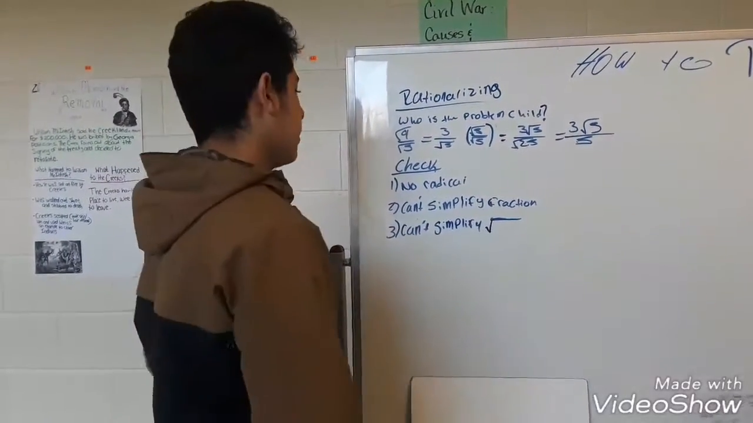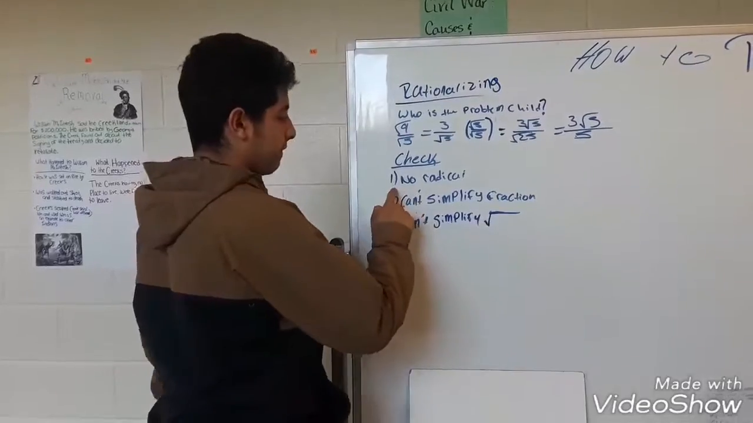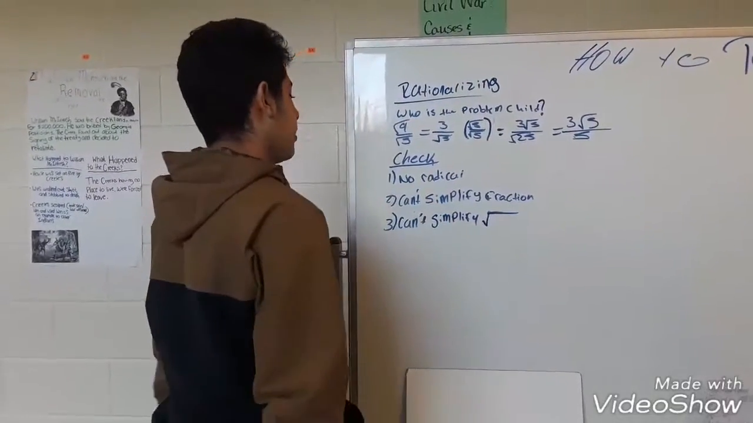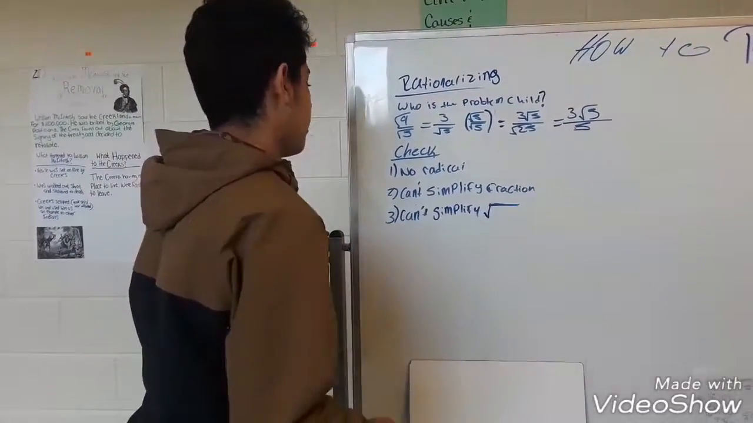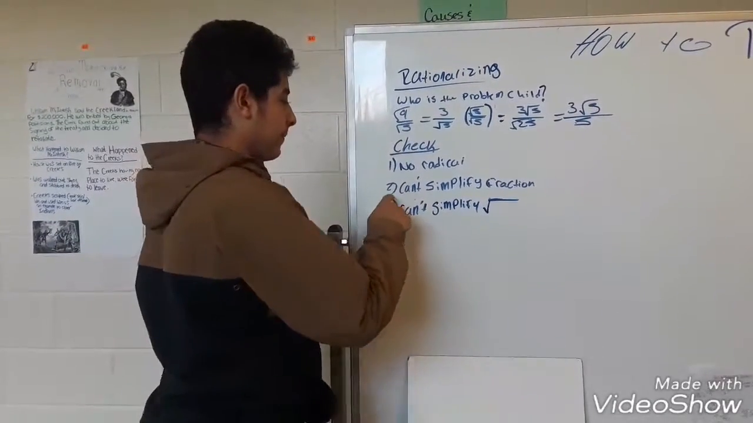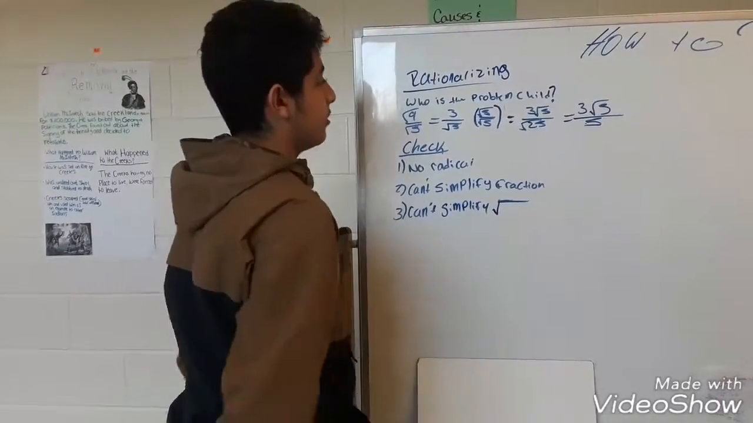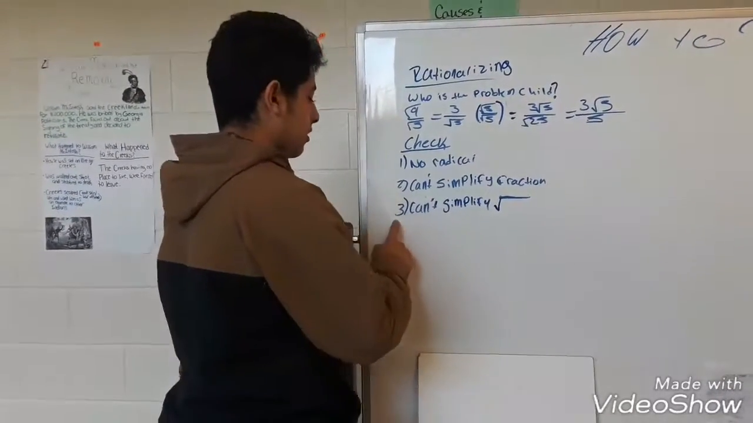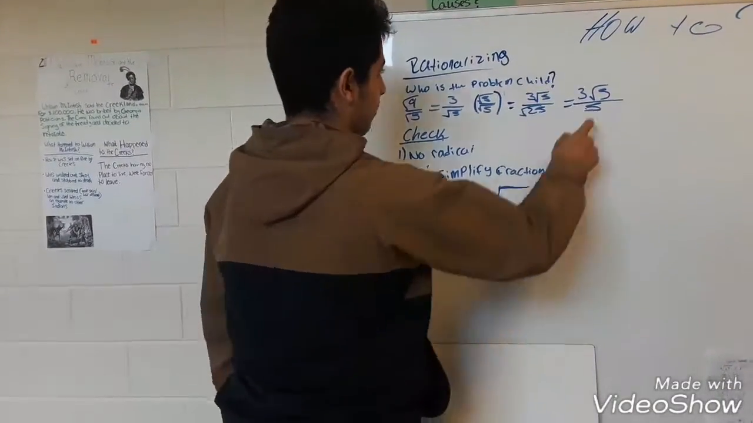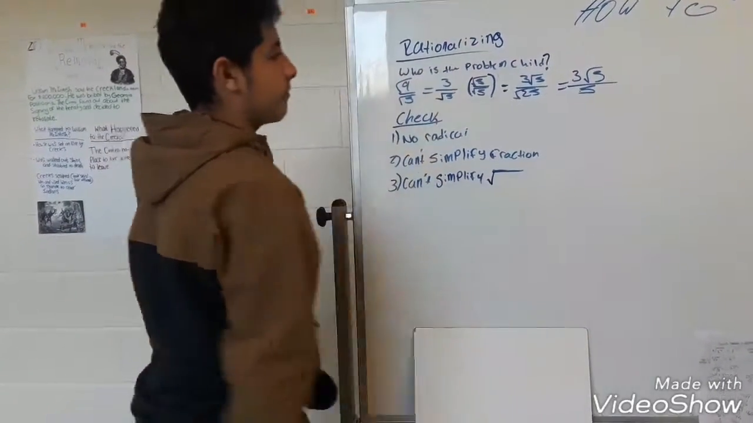Now, to see if you're right, you need to check if there's a radical. And if there is, you're wrong. And if there isn't, you might be right. You have to check all these first. Okay. And another one is you can't simplify the fraction. If you simplify the fraction, again, you might be wrong. And number 3, you can't simplify the top one or the bottom that has this symbol.